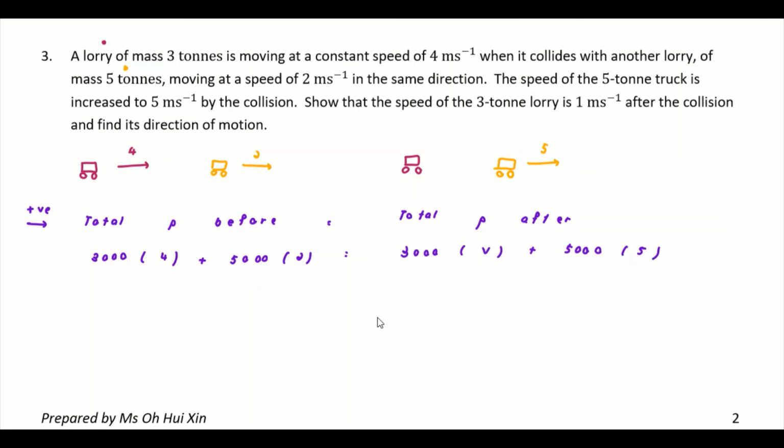Okay, so now let's solve this. I get 3000 V, and 22000 minus 25,000, so 3000 V is equal to negative 3000. From here I get V equal to negative 1. Okay, so this is velocity. It indicates that the direction of this truck is opposite to the direction that we denote as positive. So that's why it actually moved towards this direction. So this proves that the speed is 1 and it is moving in a reverse direction.